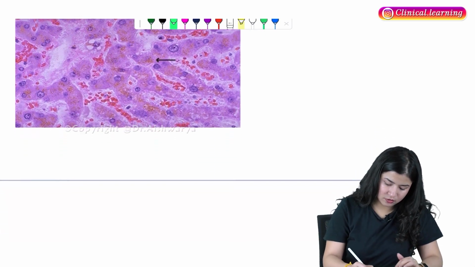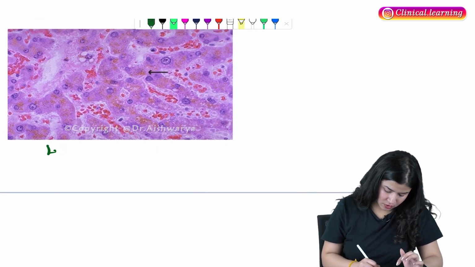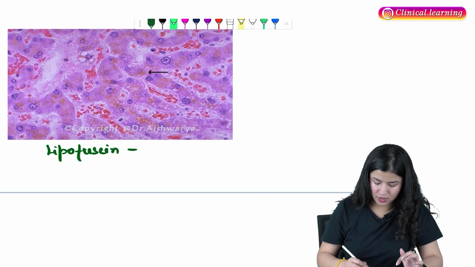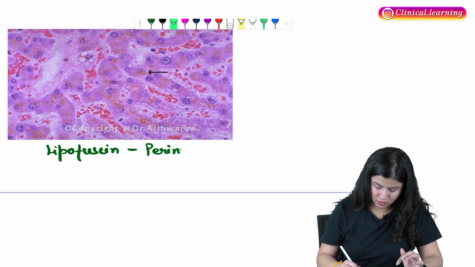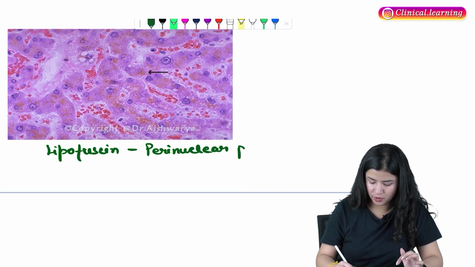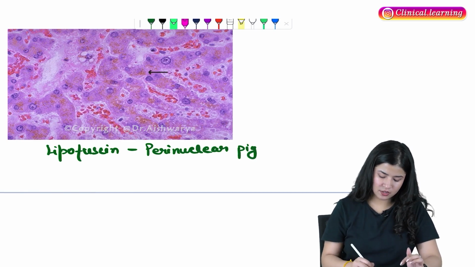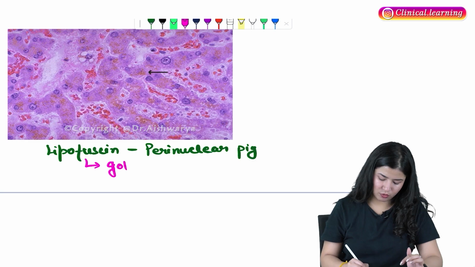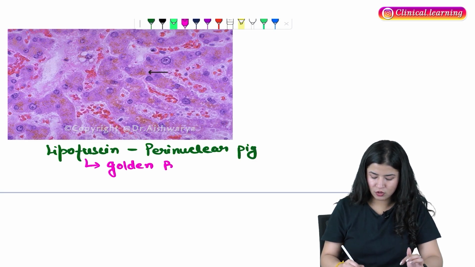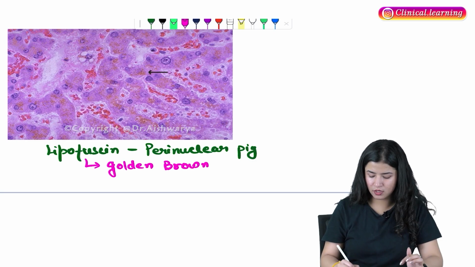So write down here, lipofuscin is perinuclear pigment. And what is the color of this pigment? That is golden brown. It is golden brown in color.